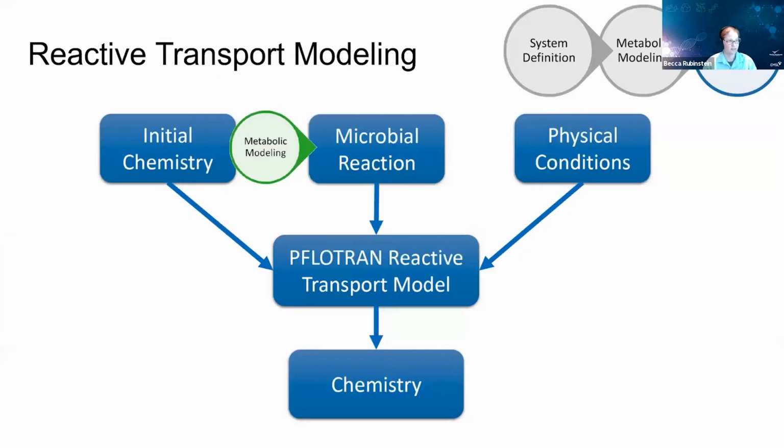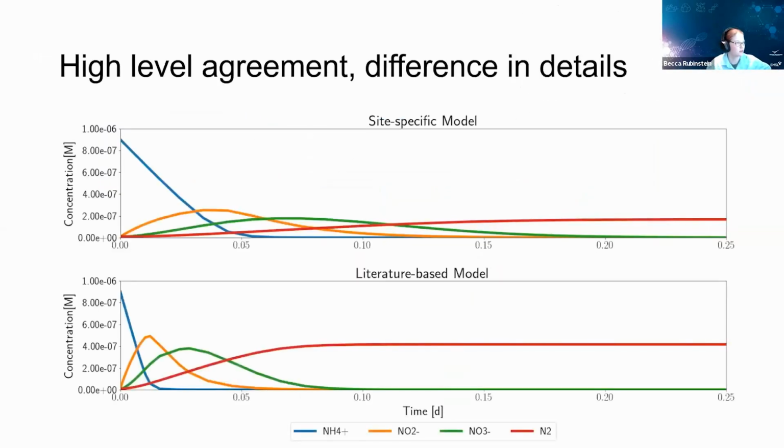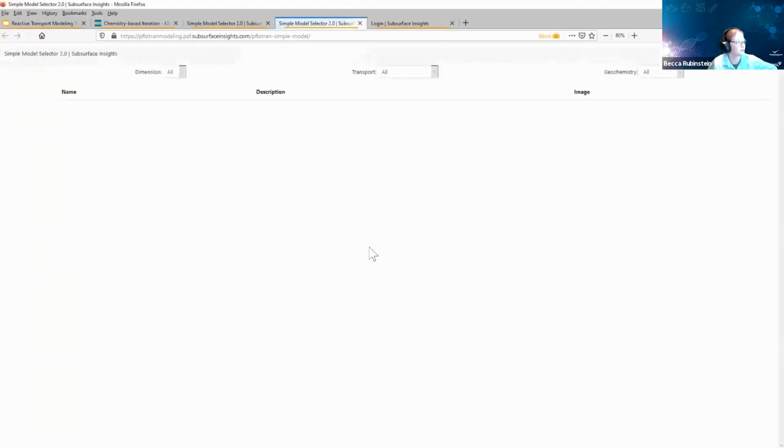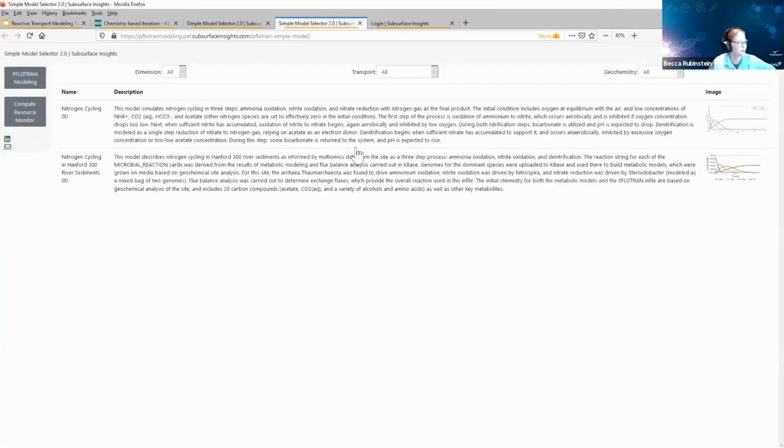So then, given that chemistry and the microbiology, we then take any physical data we have, which can include remote sensing data or other in situ collected data, to build the physical side of the pFlowtran model. And then by running that through, we can get the chemistry. I'm going to skip ahead, because it's much more interesting to just show you these models.